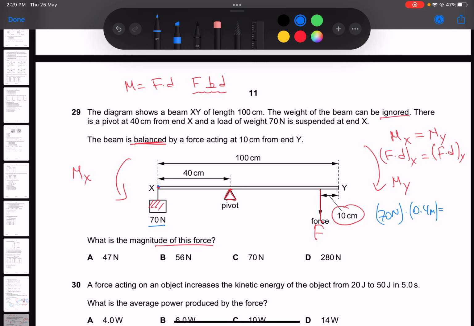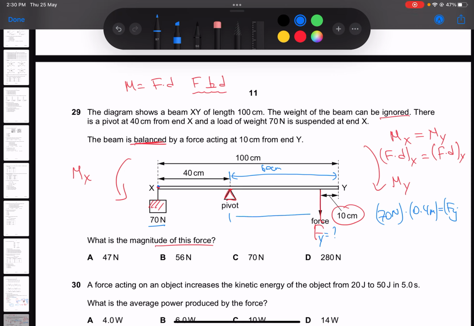Okay, now force times distance for what? Y. What is force for y? That's the question actually. We have to find it. Force for y times the distance. So we should be careful here. This distance is going to be 60 centimeters now. But are we going to take the 60 centimeters, or are we going to take the 10 centimeters now?